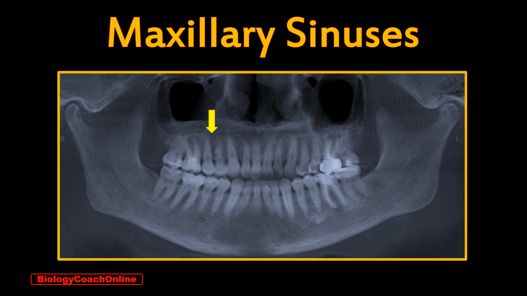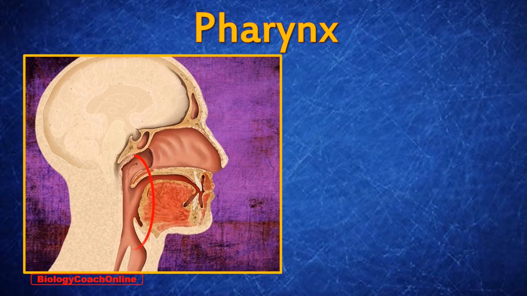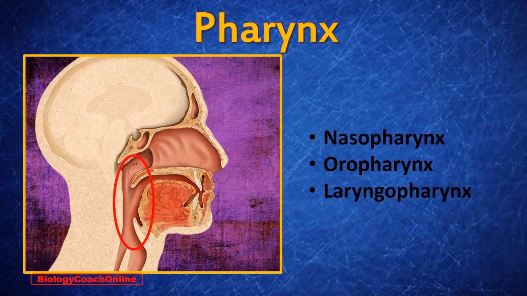Let's talk about the pharynx. The pharynx is this area here, which is shared by the digestive and respiratory systems. Now the pharynx extends from the area of the internal nares to the entrances of the airway and the esophagus. The pharynx has three distinctive areas. We have the nasopharynx, the oropharynx, and the laryngopharynx.